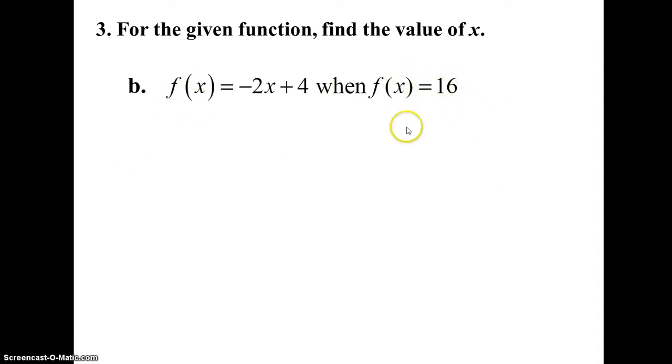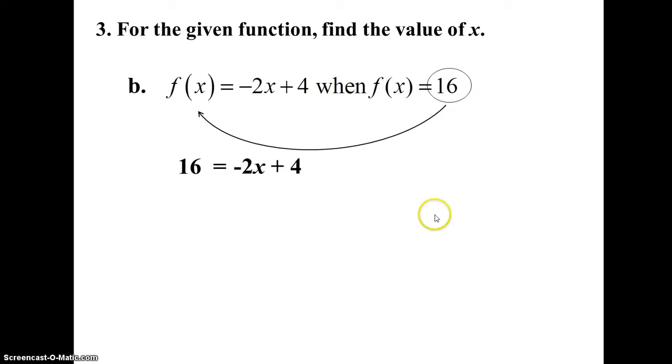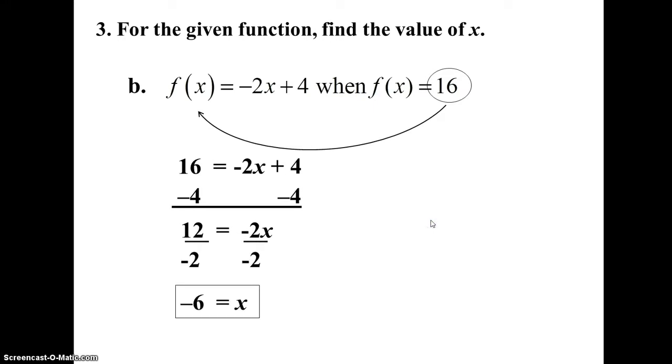Now give me the input, the domain value that gave you this output or range value. So replacing f of x with the 16 in this equation and solving for x, you would subtract 4 from both sides and then divide both sides by -2 to finish isolating and solving for x. So you get that x is equal to -6. So now pause the video and you work out problems C and D, and then unpause the video and check your answers.